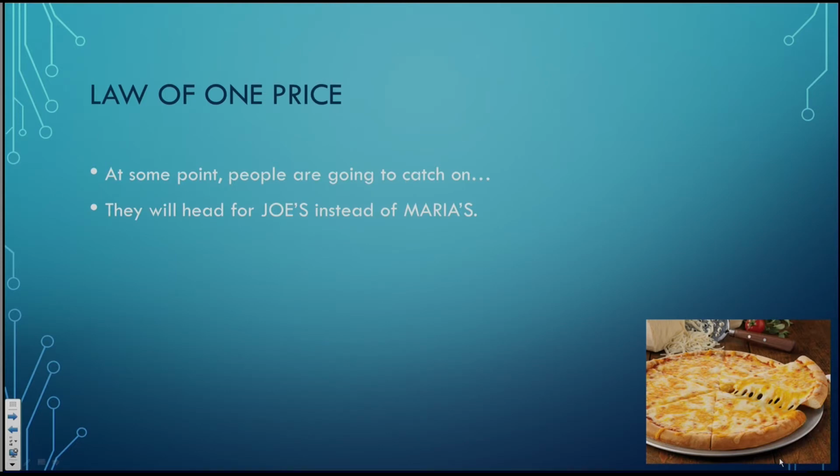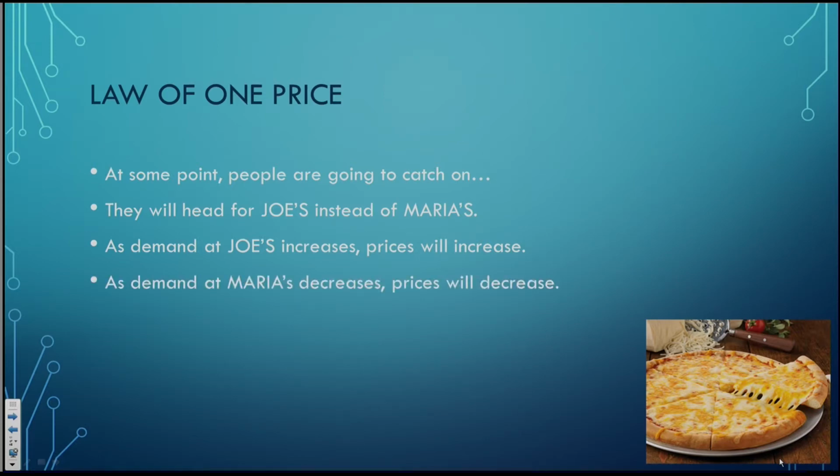Joe's price is $10, whereas Maria's is $13. Well, people are going to head to Joe's, but think about what that means. As demand at Joe's increases, prices are going to increase, right? So when demand for pizzas from Joe's increases, those pizzas are going to sell for higher prices. But we have exactly the opposite going on at Maria's. As demand at Maria's decreases, prices will decrease. So, what is your prediction about what's going to happen here?